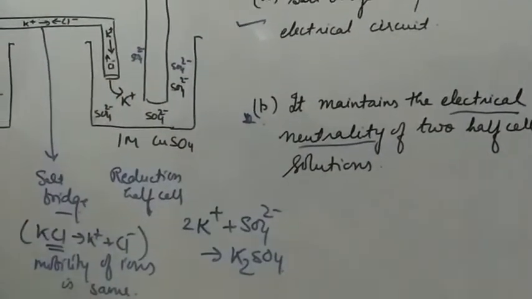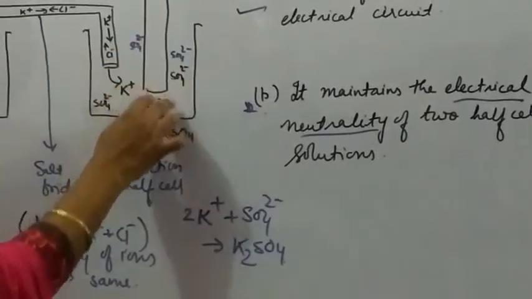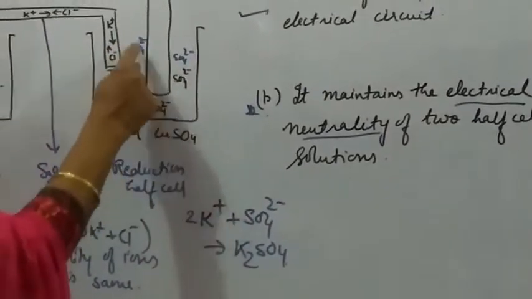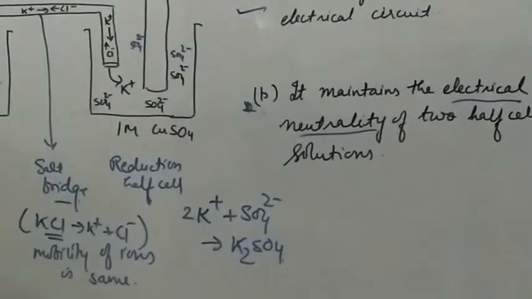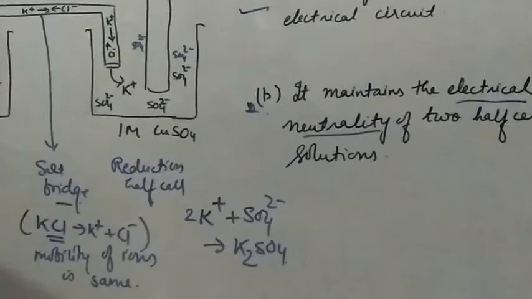So in this way, what will happen? The ions which were surrounding the electrode are going to be removed, and it will again bring the electrical neutrality of the two half cells.